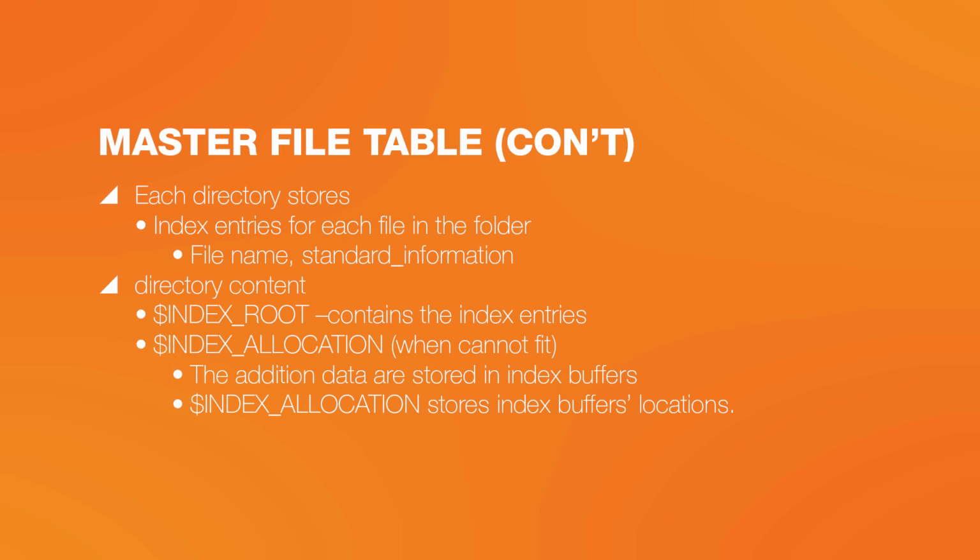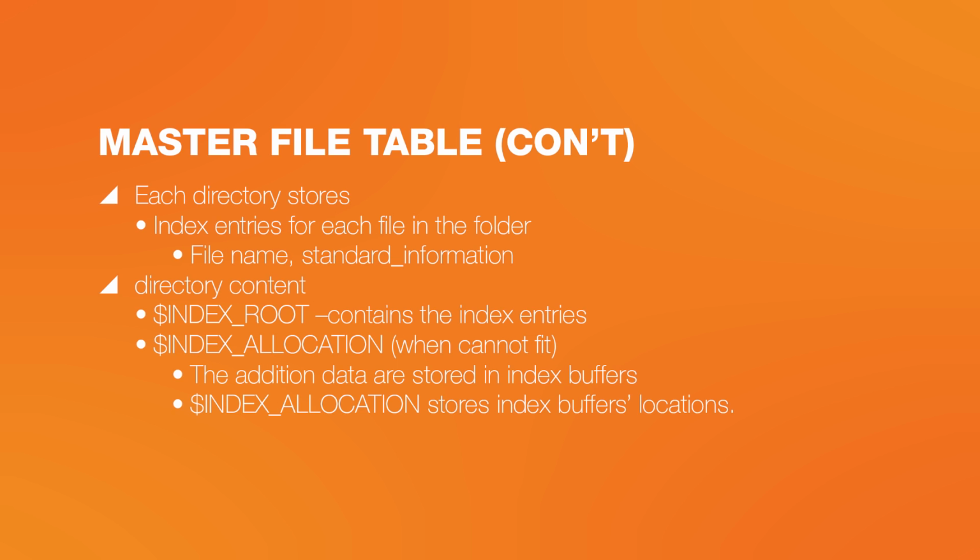Each directory record uses the attribute $index root to list all its children. More specifically, each child residing in this directory is represented by an index entry holding the information of its file name and its standard information. $index root contains a list of its children's index entries. $index root is sorted based on file names in either ascending name order or in a B-tree structure.